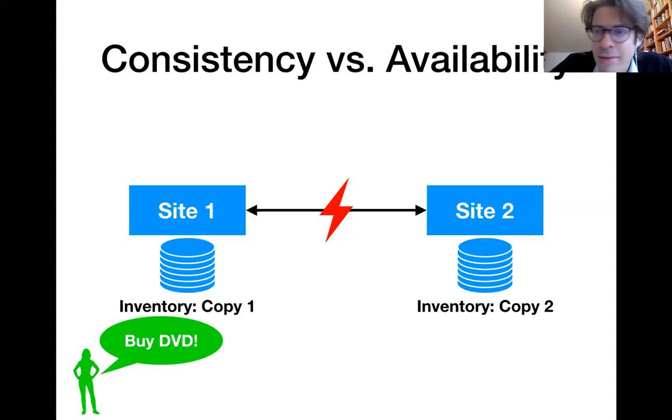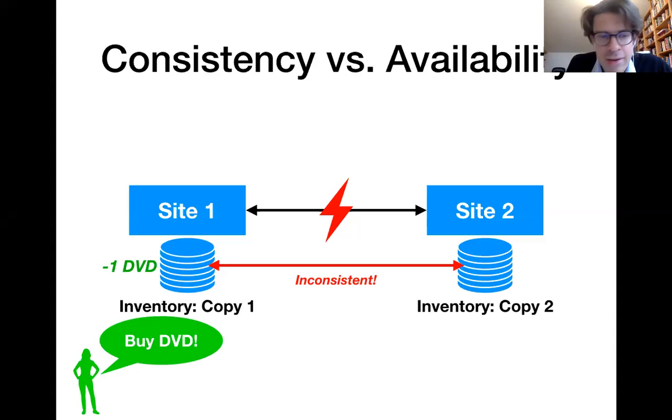Now we have a couple of possibilities to handle that. The first possibility is that we accept the request, which means that in our site 1 directory, we have to reduce the DVD stock by 1. But that means that our 2 copies of the inventory now become inconsistent, because at this point in time, we cannot communicate that change to the other side because communication is interrupted.